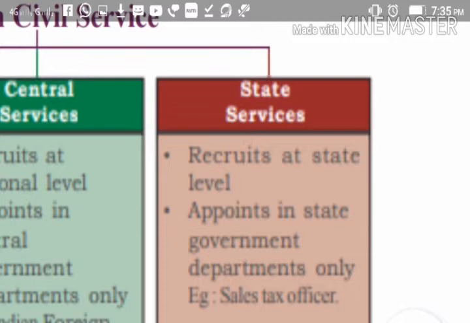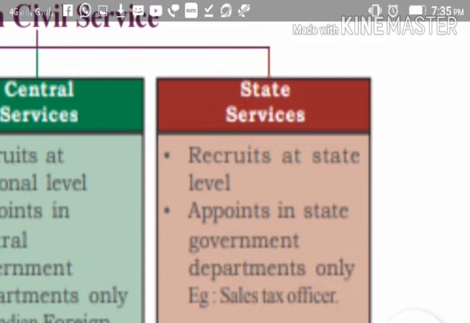State service is the department whose officers are selected only for the state government department. For example, the Kerala government department, the Tamil Nadu government department, the Karnataka government department. So the state service is only the state government department, and these officers mainly work in the state government department.